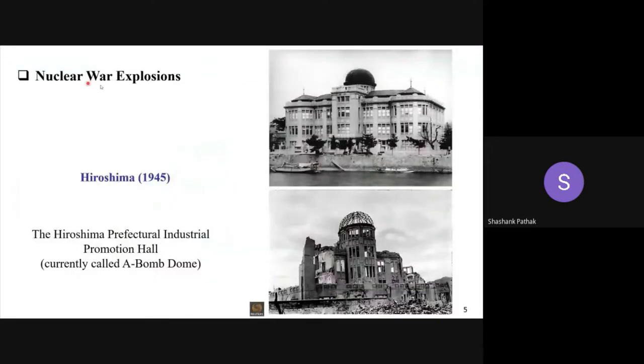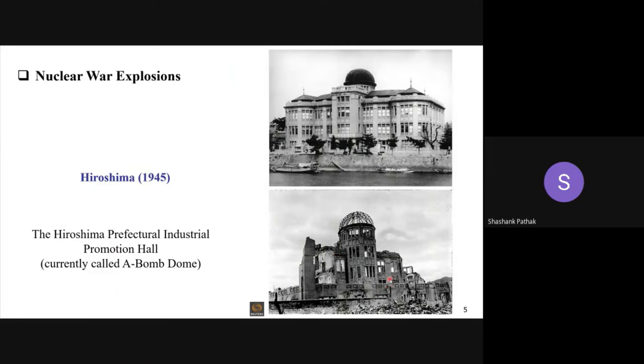Now this is the third situation, when explosions can happen during war, which I was referring to with the Ukraine situation currently. In Hiroshima in 1945, all of us know that there was a nuclear explosion. This is a very popular photograph that you will see. Earlier this building was like this, and after the explosion it is like this. Now you may be wondering why it is not completely demolished, but you will be surprised to know that this building was several kilometers away from the actual location of the explosion.